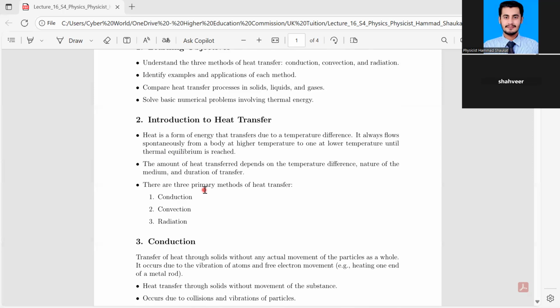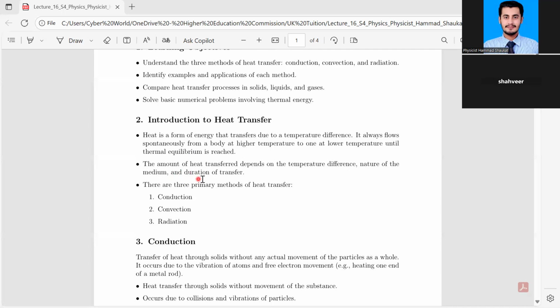Then we will discuss the amount of heat transfer, which basically depends upon some factors. One of them, which we already discussed, is the temperature difference. If there is a high temperature, the body is heated more. If there is a low temperature, the body is heated less. Also, it depends upon the nature of the medium. In hot summer days, there is more heat as compared to winters, right? Because the nature of the medium is different in hot days as well as cold days.